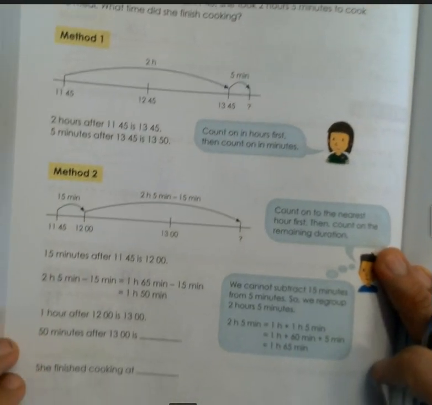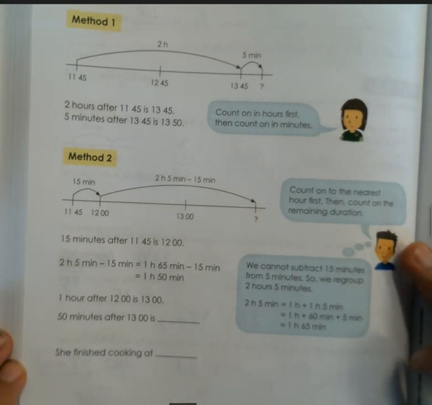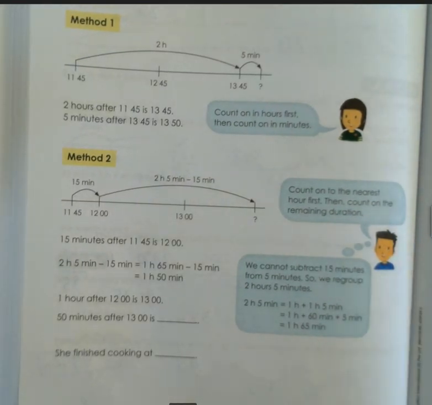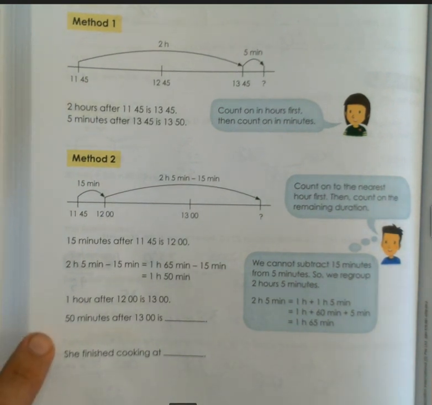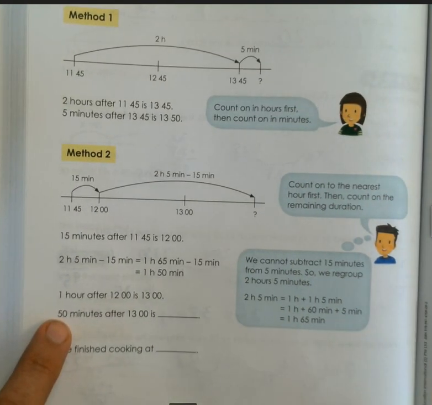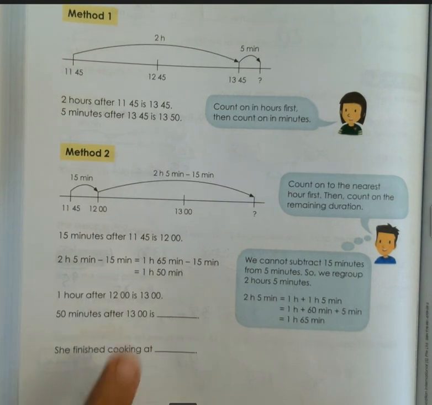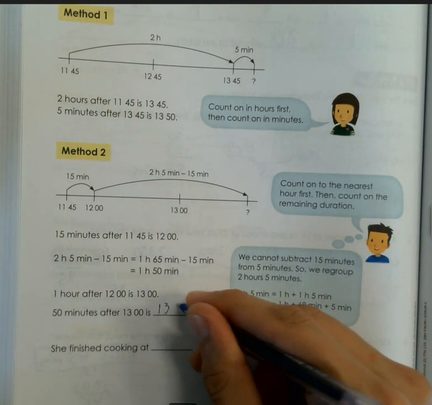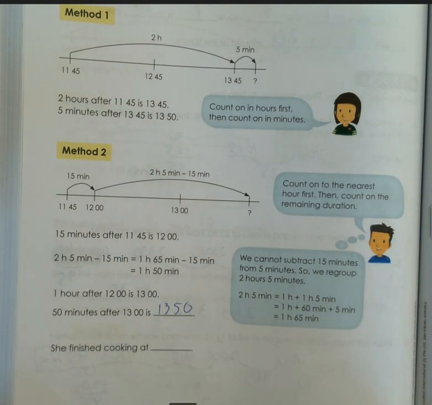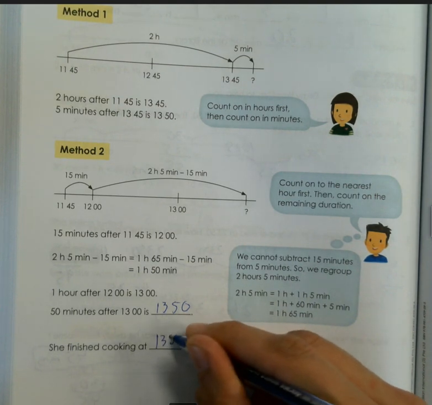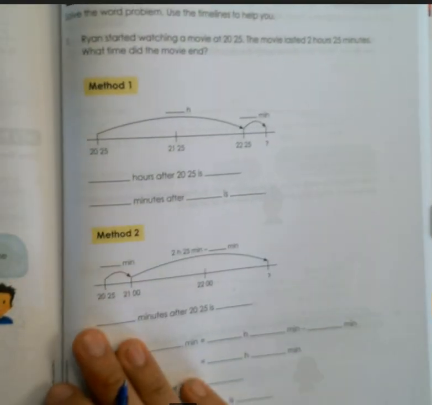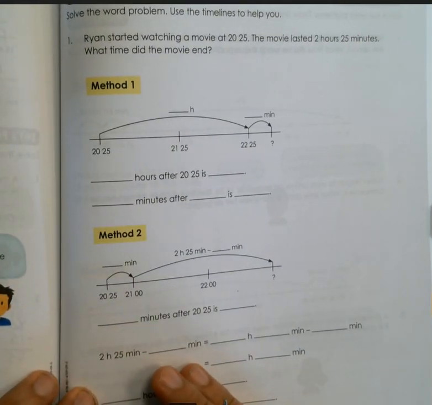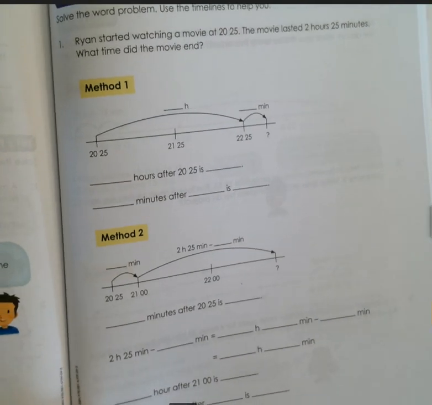Okay, just going through methods again. They do a bit of interesting things in this book, so this can be a bit tricky to follow through. But with method 2, it says 50 minutes after 13 o'clock will be 13:50. Therefore, she finished cooking at 13:50. That one not too bad, but some of the other ones that they leave gaps for would be a bit less conventional for some. Okay, continuing on.